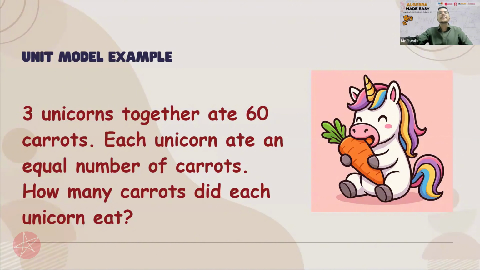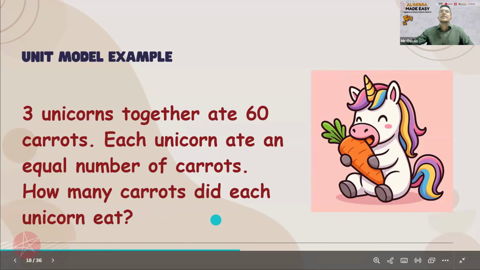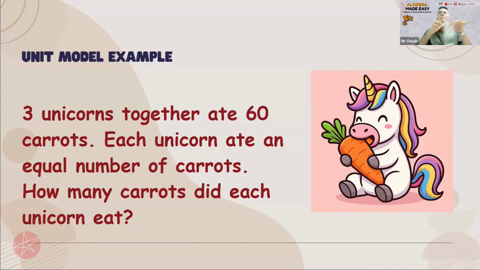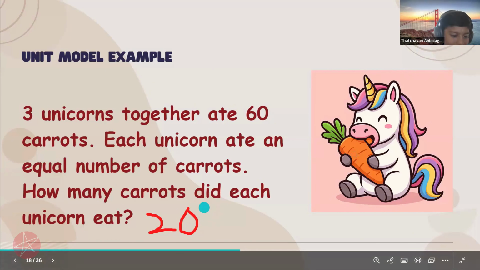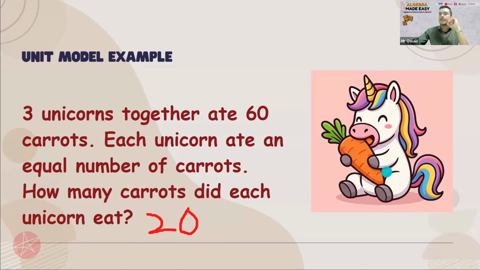All right. So if each unicorn ate an equal number of carrots, how many carrots did each unicorn eat? Again, I'll let you guys take a guess first before I show you the solution. Yes, it should be 20. So once again, because the keyword here is that each unicorn ate an equal number, we're going to divide, right? Like I said in the beginning, division is always equal in mathematics, okay? So let me share with you guys the solution here.